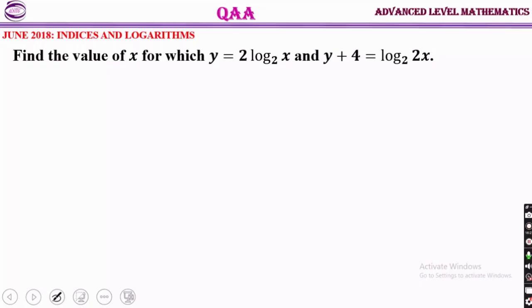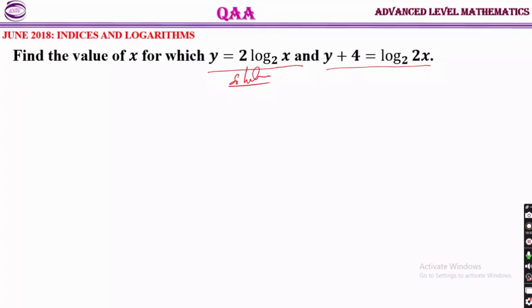Find the value of x for which y equals 2 log to the base 2 of x, and y plus 4 equals log to the base 2 of 2x. We are looking for the value of x, which means technically we can just substitute the value of x. Well, let's just go ahead in solutions.